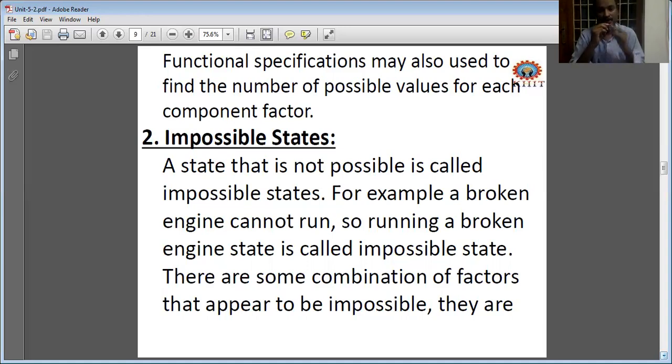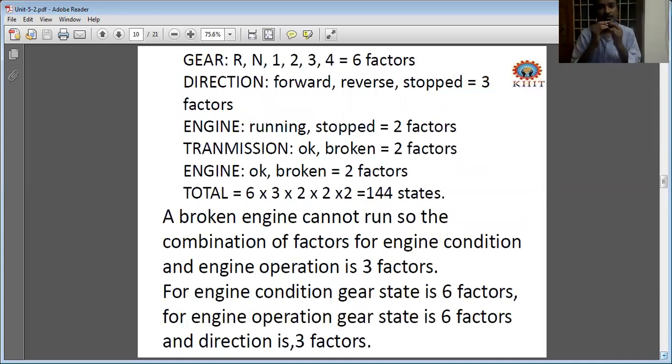That appear to be impossible. They are gear. One is called reverse gear, N neutral gear, first gear, second gear, third gear, fourth gear. How many factors are there? Totally 6 factors. Direction: forward, reverse, stop.